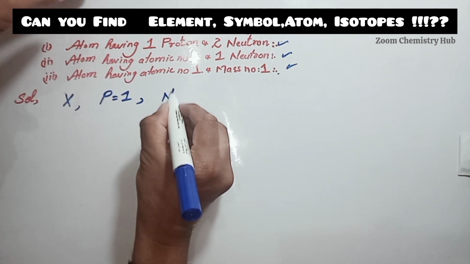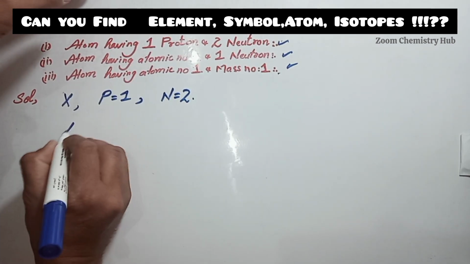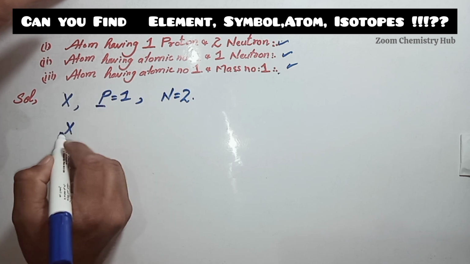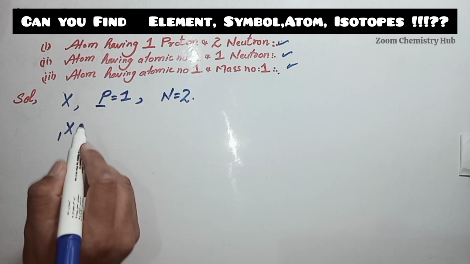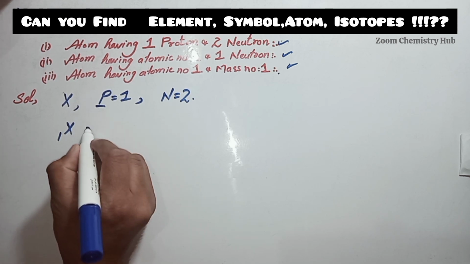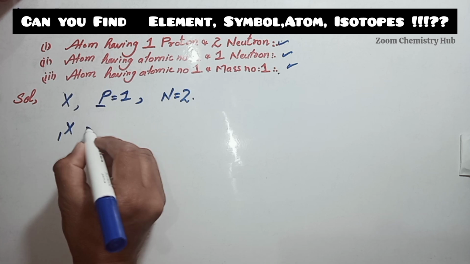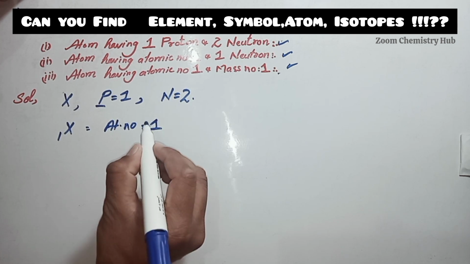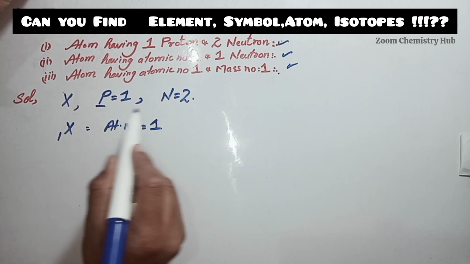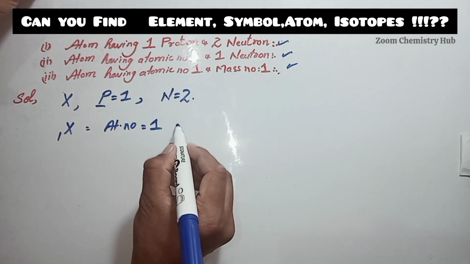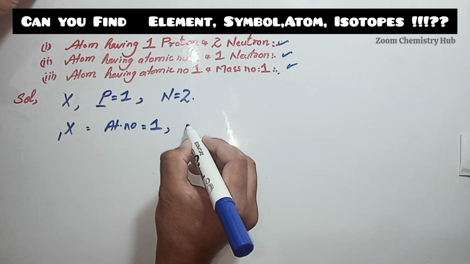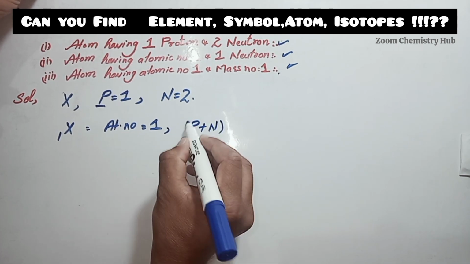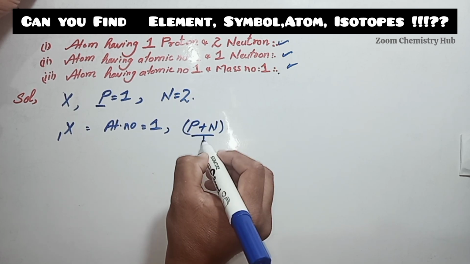So this X element has atomic number 1, because we know that the number of protons is the atomic number. Similarly, we know that the mass number is the sum of the number of protons and neutrons. That is the mass number.